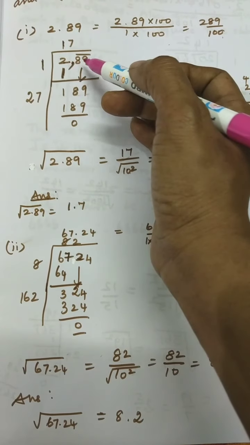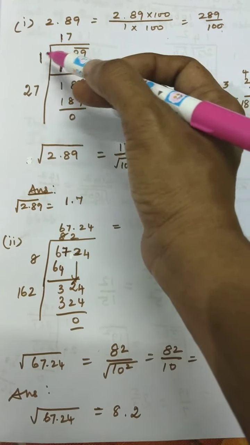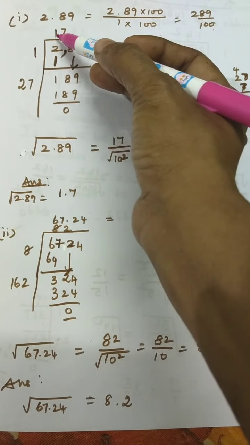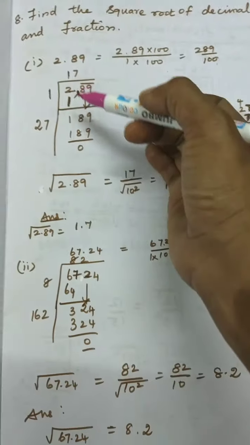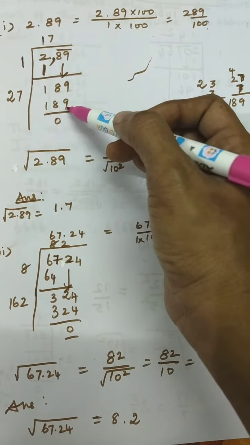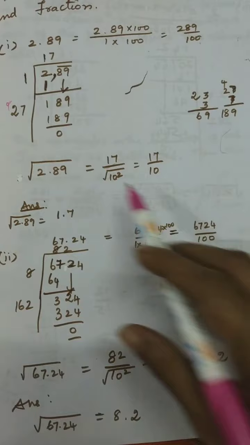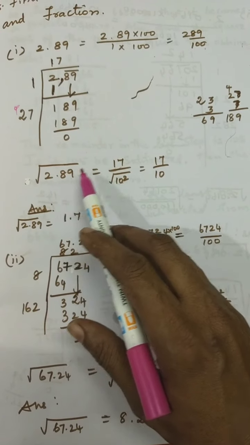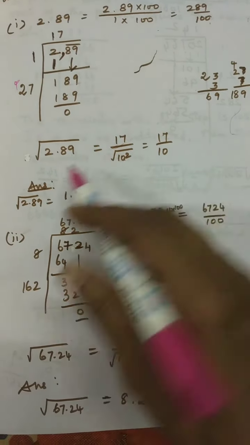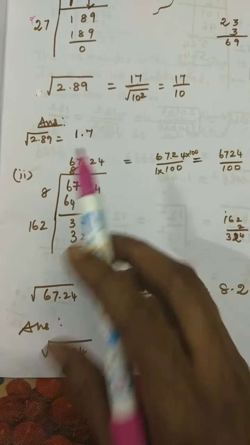We have to split into groups of 2 here. Remaining is one digit. That is 1, 1 ones are 1. Then you have to subtract 1. Bring down 89. Then you have to multiply this 1 into 2, 2. Now it is ending with 9, so we are putting 7. 7 sevens are 49. Remainder 4. Then 7 2s are 14 plus 4, 189. So 2.89 is equal to 17 by 10 square, root of 10 square. Then it is 17 by 10. The answer is 1.7.